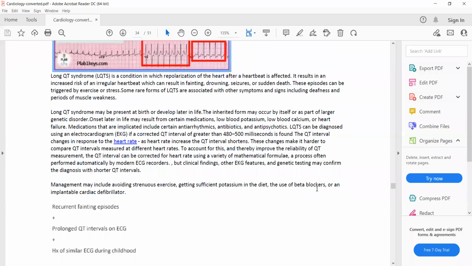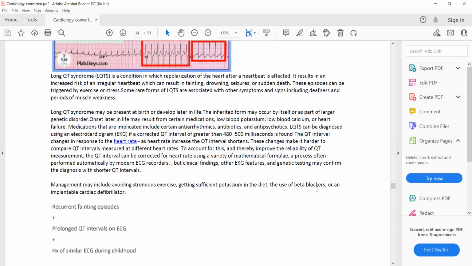So there are two types of long QT syndrome. One is congenital, which is present in children or in young people. And the other one is acquired long QT syndrome, which can be caused by electrolyte imbalance and drugs as well.